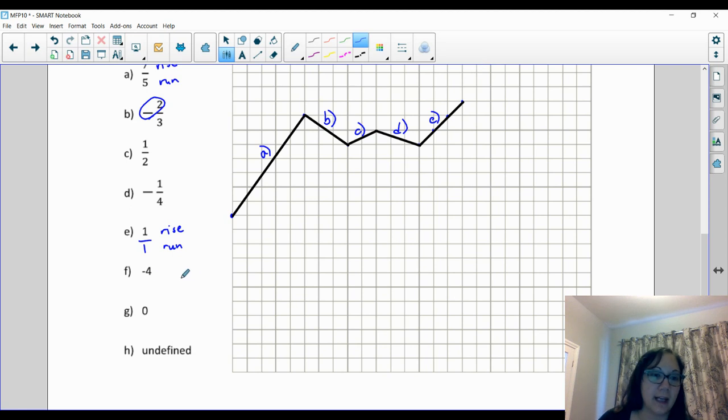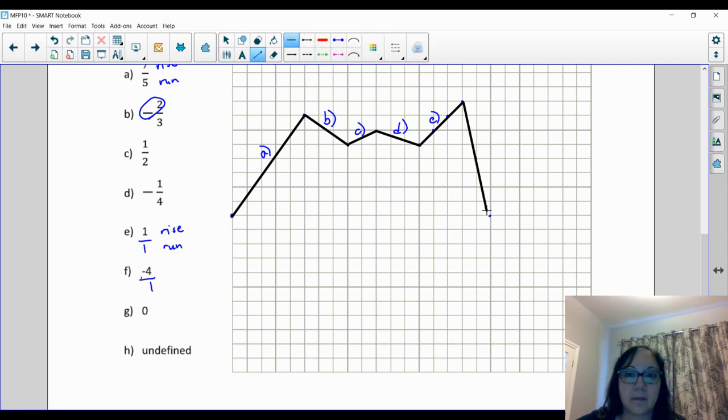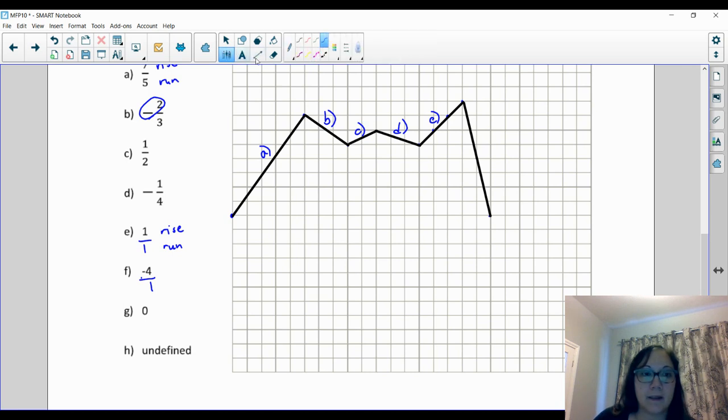F has a slope of -4. Once again, that means -4 over 1. So that means I'm going to drop 4 and go over 1. And what the heck, I'm going to do that twice here. So there is segment F.